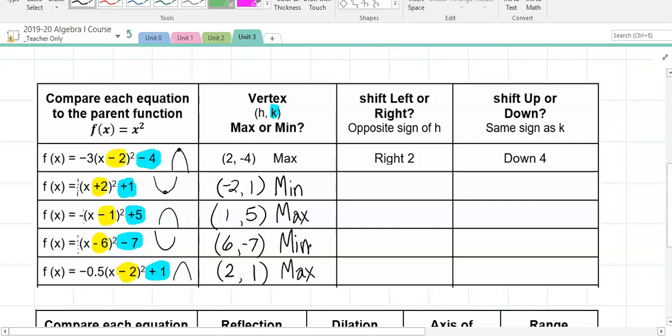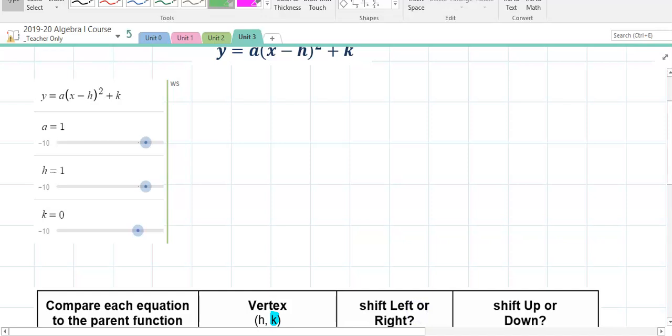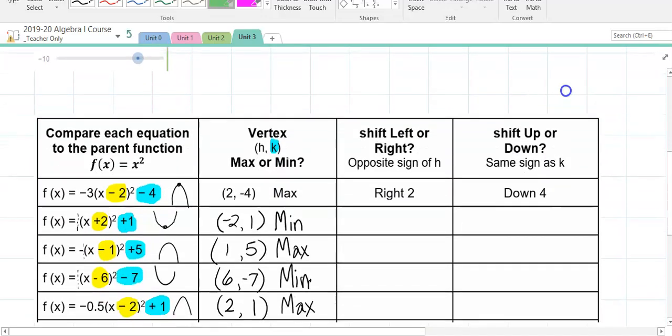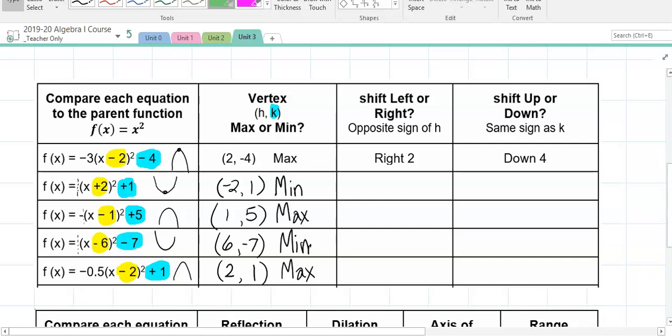Let's talk about the shift. If you recall, when we adjusted the h value, it shifted the graph left and right. So I'm going to look right here at this number, now that I have the vertex. It's negative, so it's going left 2. But if I didn't have this column to look at, if I was looking straight at my equation to start with, it's going to go the opposite of what you'd think, because remember, it's in parentheses, so we're taking the opposite of what's natural and intuitive.